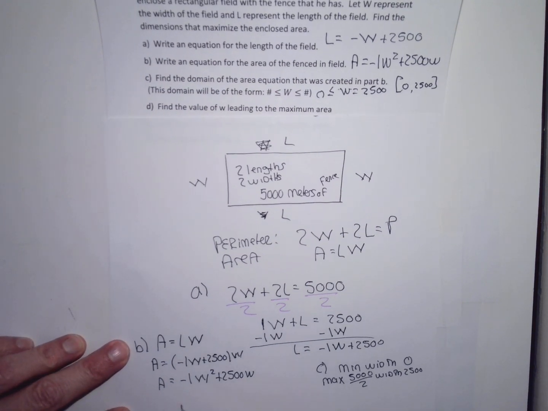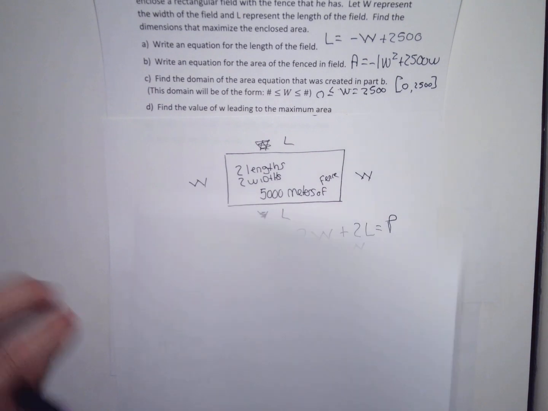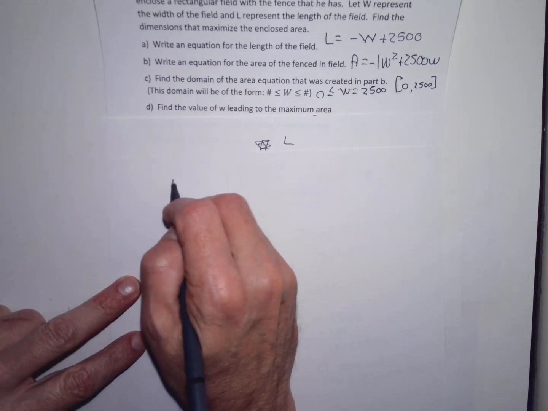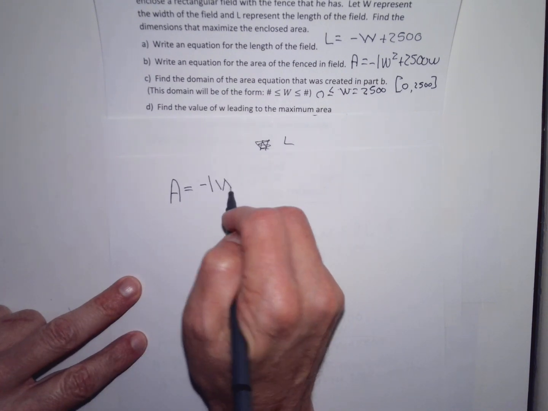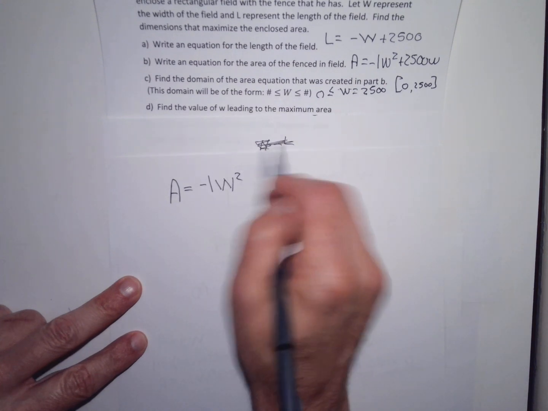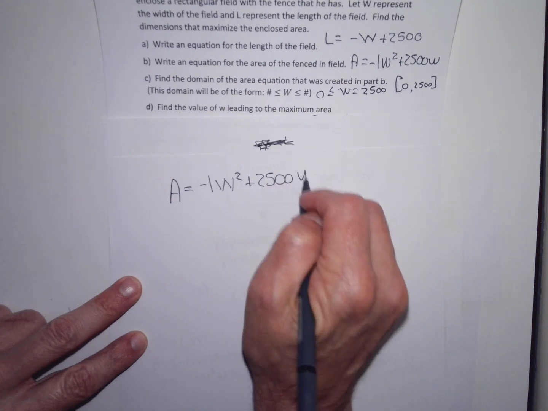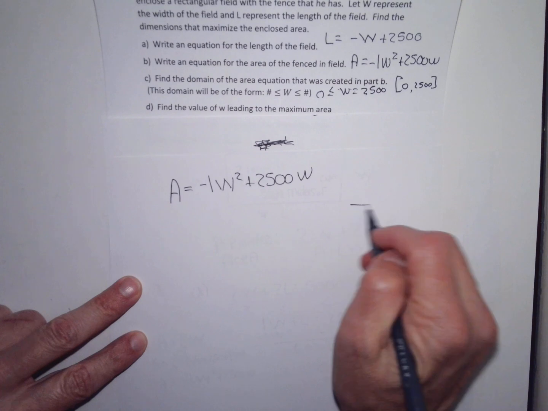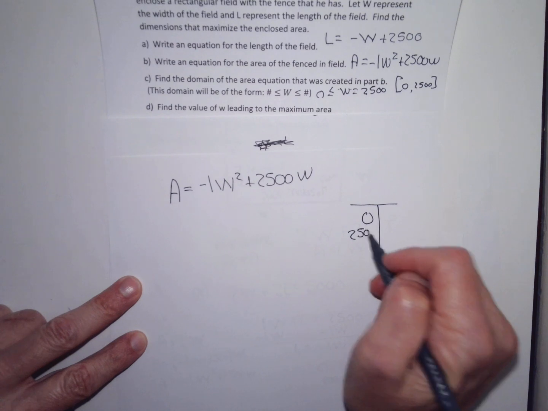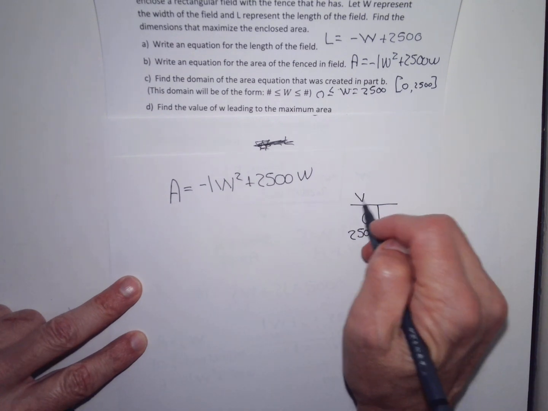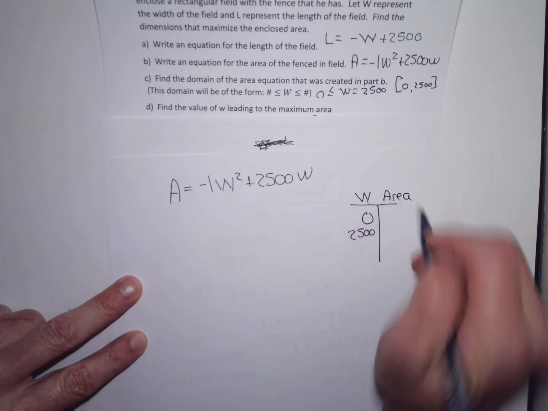Well, I'm going to find an absolute maximum for the area. I want to find the width that maximizes the area. So I came up with an area equation of negative 1w squared plus 2,500w. And I want to find the width that leads to the maximum area. I'm going to choose 0 and 2,500 for 2 values in my table as I try to find my absolute max. Again, the numbers in the left-hand column are the widths. The numbers in the right-hand column are the areas.